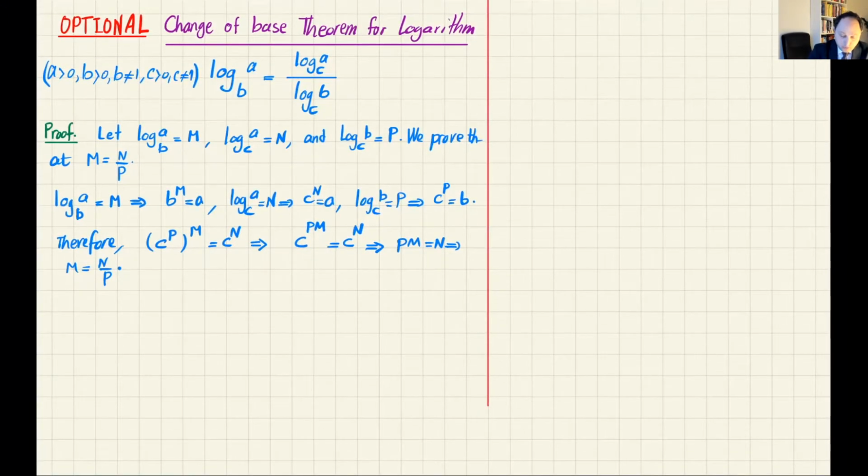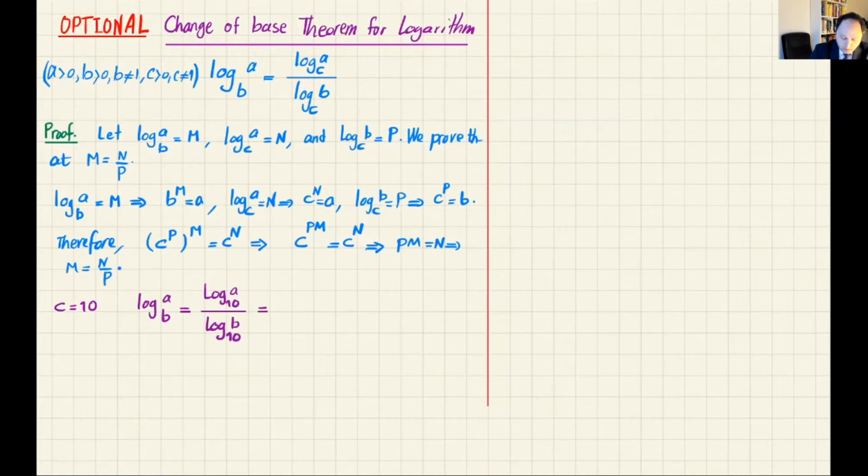Of course, usually two versions of this formula are helpful. You can choose C whatever you like as far as it is positive and not equal to 1. But two choices are common. One choice is to take C to be 10. Then the formula will give me this. The logarithm of a in base b is equal to, in the numerator, logarithm of a in base 10, and in the denominator, logarithm of b in base 10.